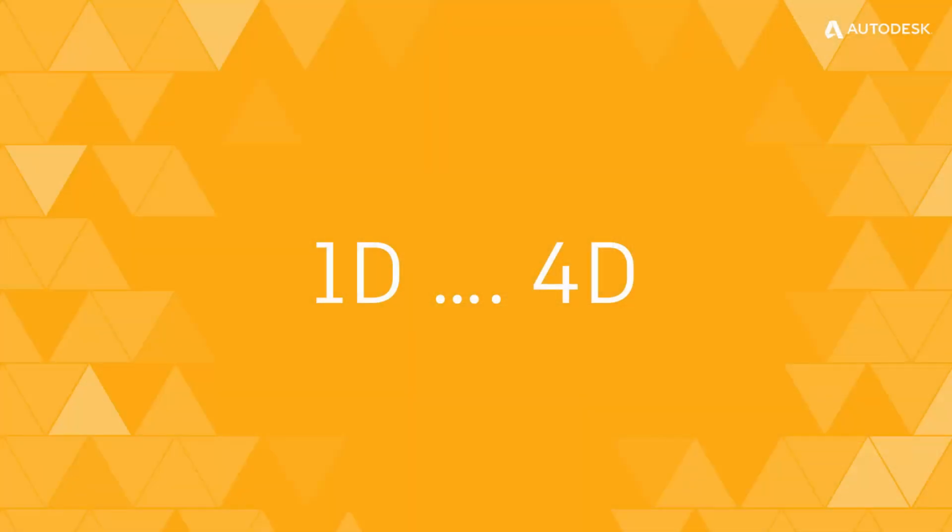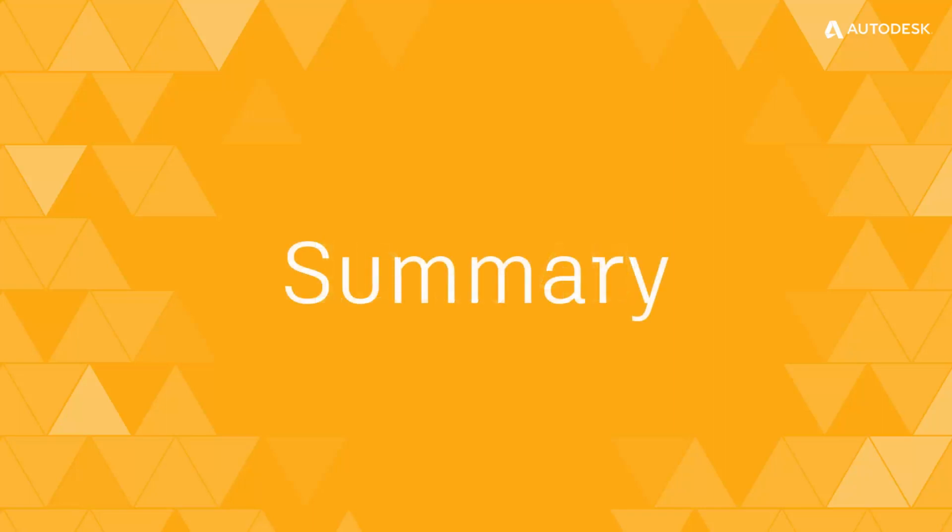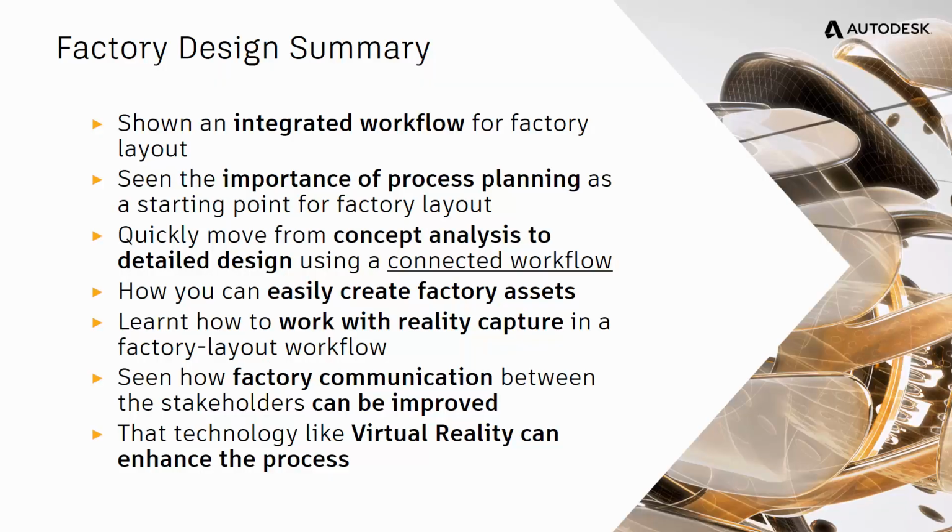So there you have it, 1D to 4D. Now, in brief summary, let's cover off some of the topics that we've talked about today, because I think it's important just to do a really quick review of what we've been able to show. So firstly, we've shown an integrated workflow for the factory layout. We've moved from our conceptual process analysis through to conceptual layout, to detailed design, to commissioning of our factory layout.